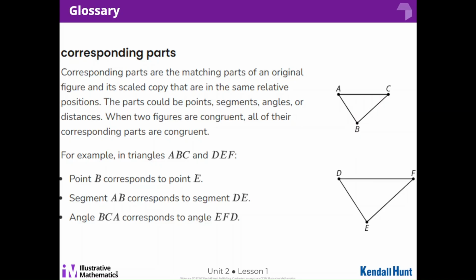If we were to say two shapes were congruent, they were the same size, then we could go that extra step and say, okay, well now all the corresponding parts of two congruent shapes are also congruent. But just because things are corresponding does not mean they're congruent. They have to be corresponding parts of congruent shapes. So for example, in triangles ABC and DEF, point B corresponds to point E, segment AB corresponds to segment DE, and angle BCA corresponds to angle EFD.